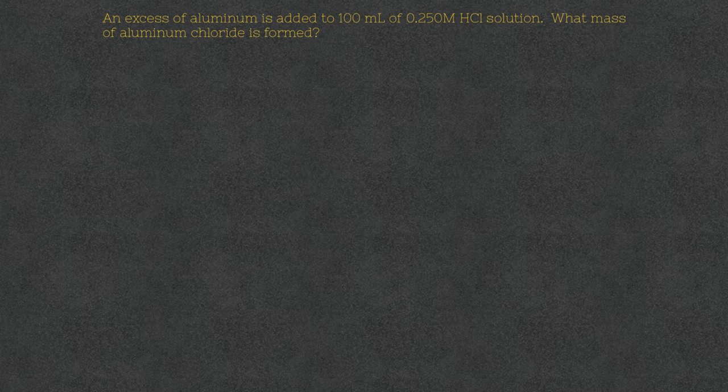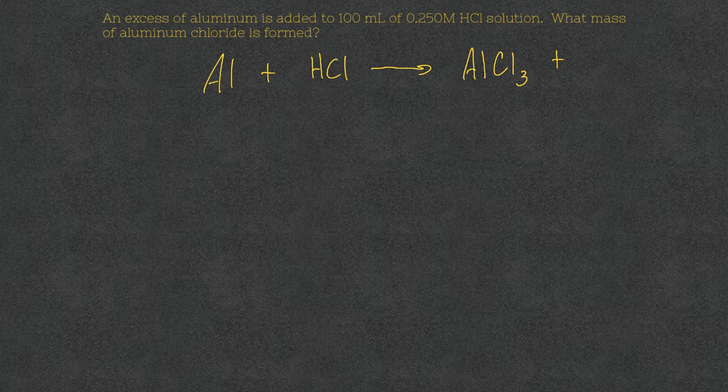But if we just read this out, we can find out that aluminum is added to hydrochloric acid. That single displacement reaction will form, just like the problem says, aluminum chloride. Aluminum has a +3 charge, which means our chloride will need 3 of those to balance that thing out. What else is produced? Some hydrogen gas.